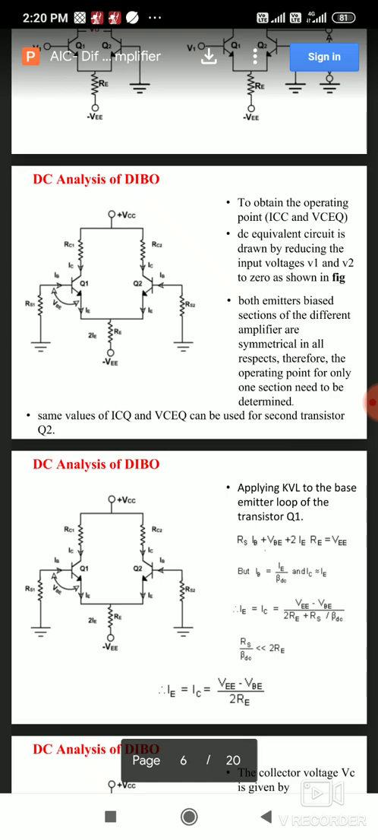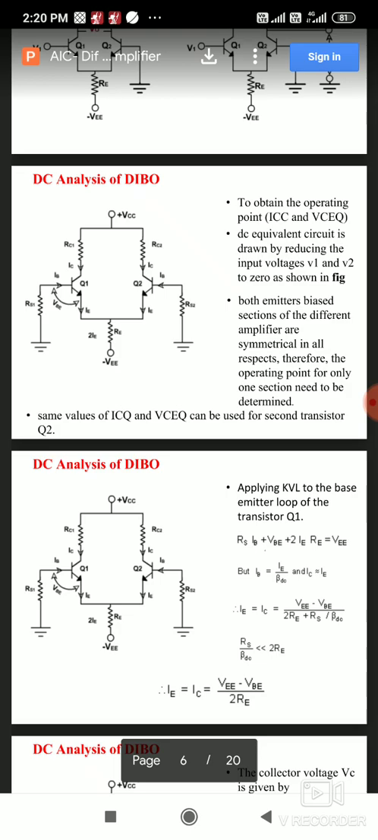You have already learned the output characteristics and input characteristics of an amplifier using a transistor. Now we just have to understand the operating point. So in the DC analysis of DIBO, we have to analyze and determine the operating point of the amplifier. Why do we do this DC analysis? To determine, to obtain, to find the operating point.